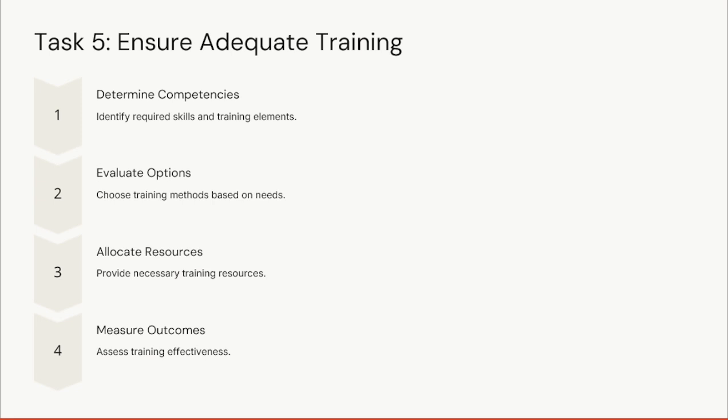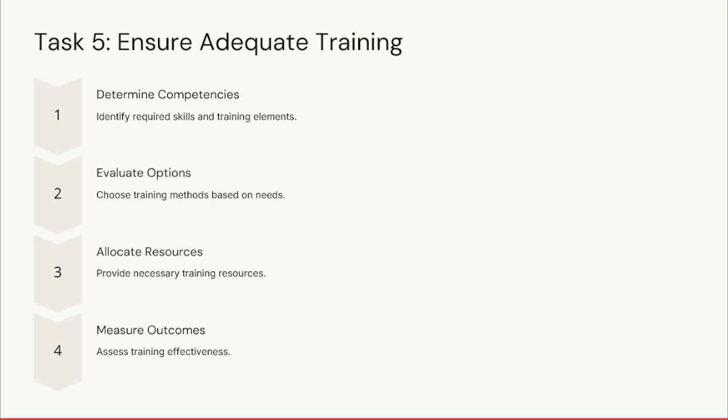And the fifth task under the people domain we have is to ensure team members and stakeholders are adequately trained. Ensuring that the team members and stakeholders receive the appropriate training is critical to project success. The PMP exam will assess your ability to identify the training needs, allocate resources, and evaluate outcomes effectively. Let's break down each of the subtasks.